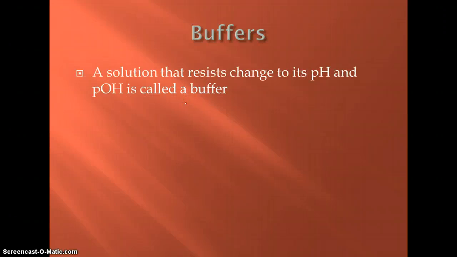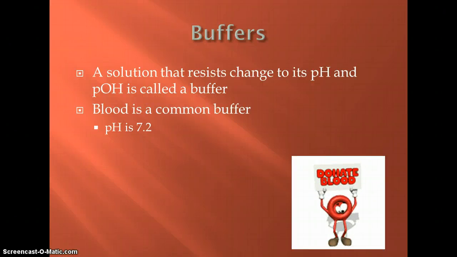All right, last thing we have to talk about then is buffers. Buffers are a special case where they try to resist change to your pH and your pOH. The most common one that you'll come in contact with is your blood. Okay, blood again is a common buffer. It has a pH of around 7.2. It's just slightly on the basic side.